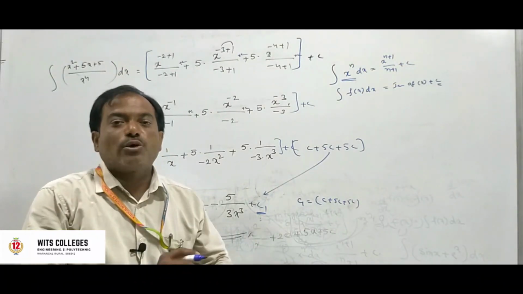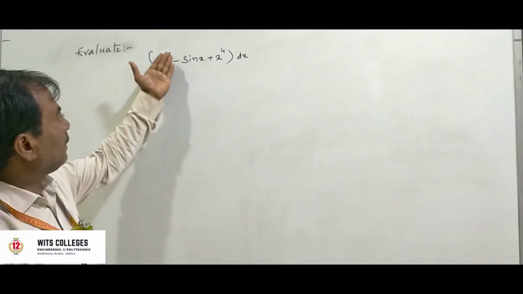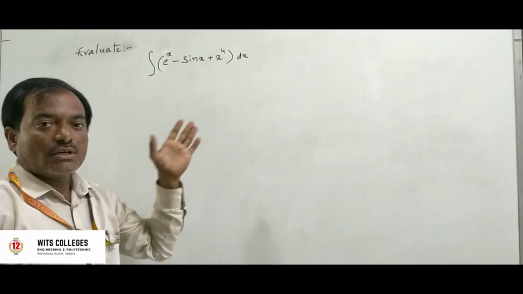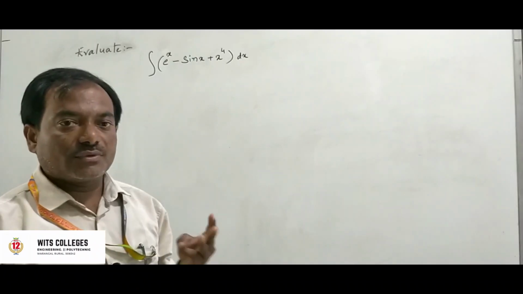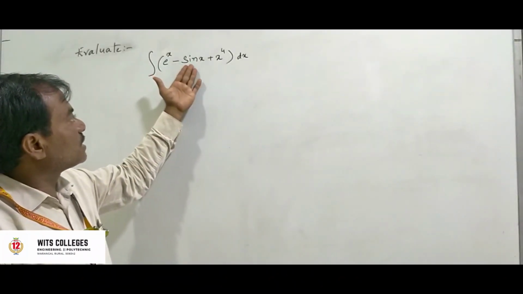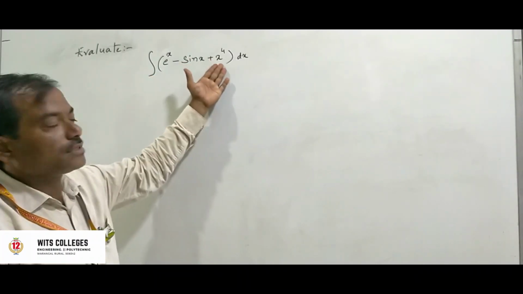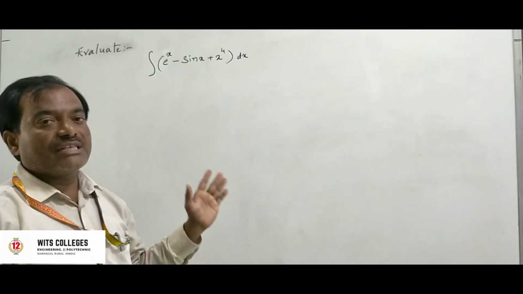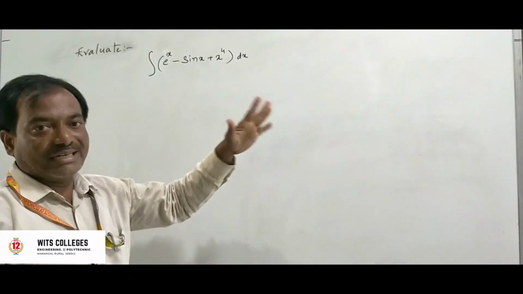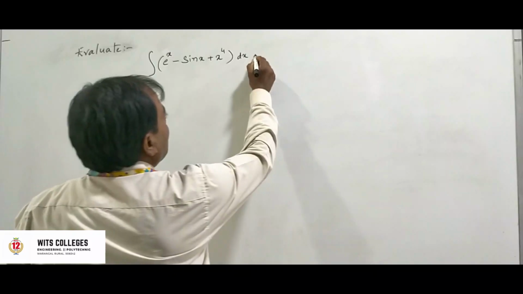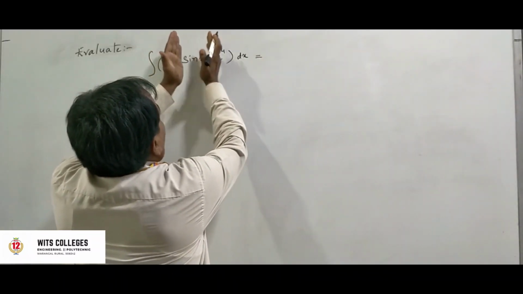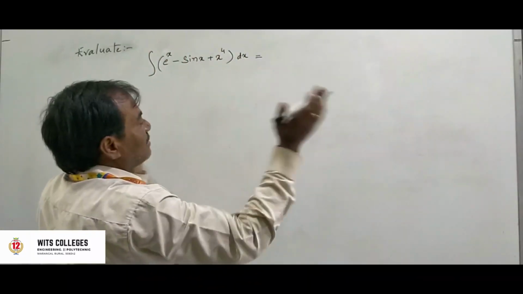We have to see one more example. Integral e power x minus sin x plus x power 4 dx. This problem is a combination of three different functions. This is an exponential function, this is a trigonometric function, and this is a polynomial. First we separate this integral into three different integrals by using the linearity property. Linearity property means if a combination of functions is given, they can be written separately.